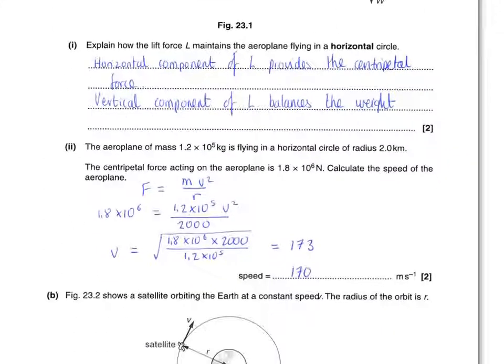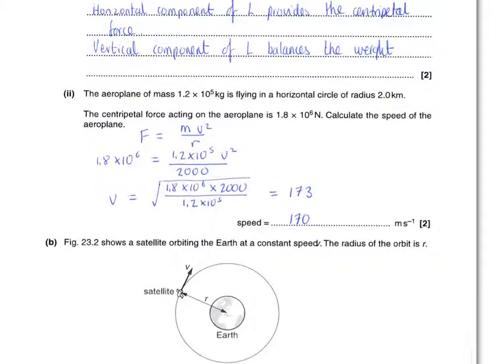Moving on. The aeroplane has got that mass, flying in a horizontal circle of that radius, and we're told the centripetal force acting on the aeroplane is that. Calculate the speed. Hopefully you think mass, you think radius, you think centripetal force.